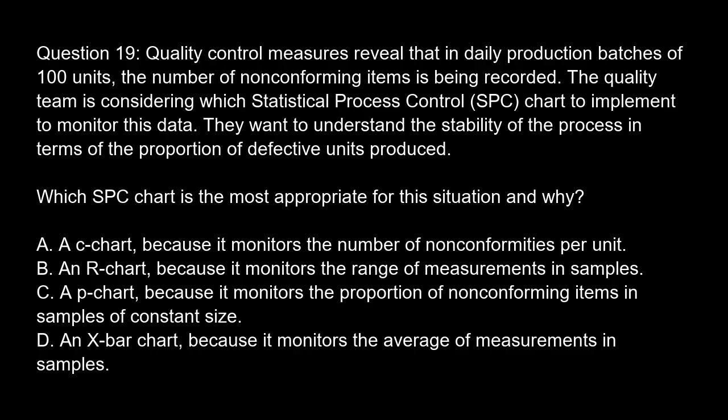Option A, a C chart because it monitors the number of nonconformities per unit. Option B, an R chart because it monitors the range of measurements in samples. Option C, a P chart because it monitors the proportion of nonconforming items in samples of constant size. Option D, an X bar chart because it monitors the average of measurements in samples.